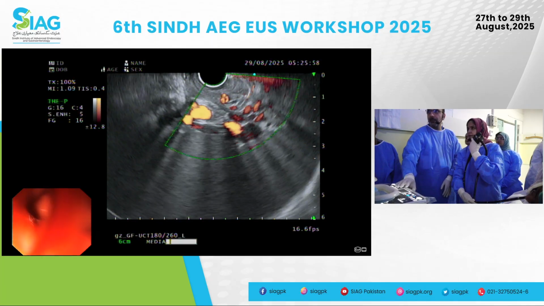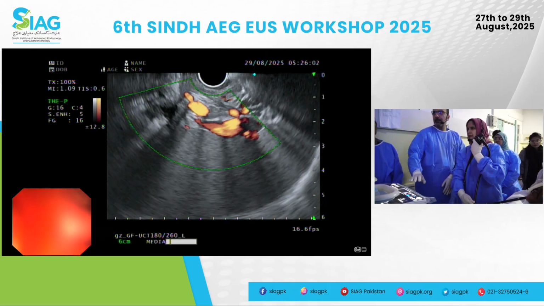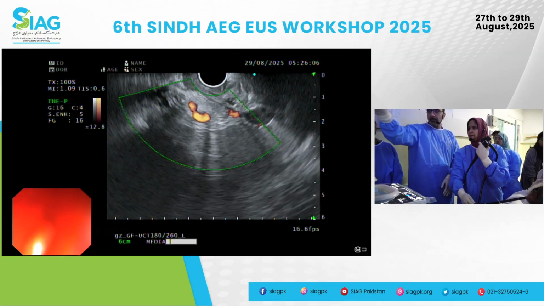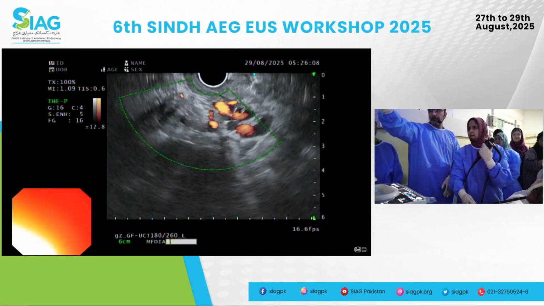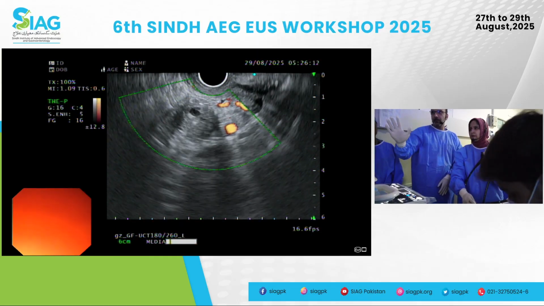So just for the audience, I'm going to put the flow on. Is it varices in the splenic hilum, or just normal vasculature? We can come back to that. Yeah, I will come back to that. Just show me the pancreas. If it's to the left, what do you do with your scope?